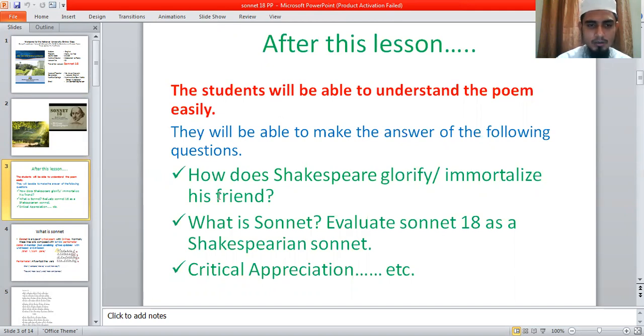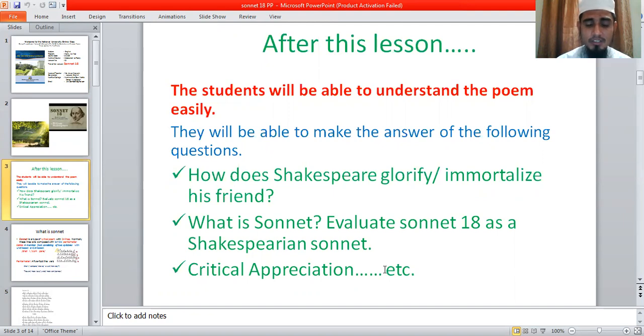So number one, the question is how does William Shakespeare glorify or immortalize his friend? That means how does William Shakespeare glorify or immortalize his friend's beauty? And then the question is what is a sonnet? Evaluate Sonnet 18 as a Shakespearean sonnet. And then another important question is the critical appreciation of this poem. And there are so many questions.